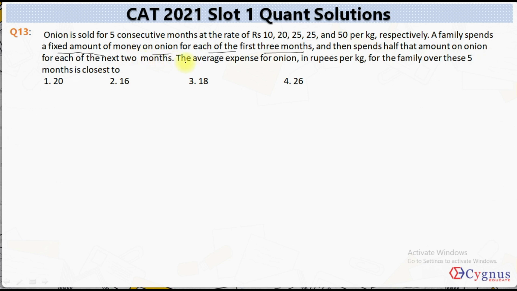So you'll have to assume some value here. Now look at these numbers 10, 20, 25, 25, 50. I'll take their LCM. Let's assume that every month I'll spend 100 rupees. And the question says that for the first 3 months the expenditure was the same. That means I must have spent 100 rupees in each of the first 3 months, and then spends half that amount on onion for each of the next 2 months, that means for the next 2 months I am going to spend only 50 rupees each.